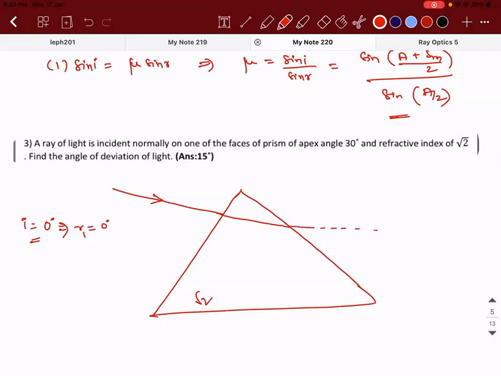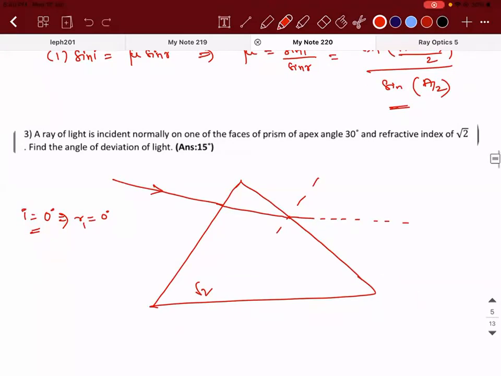So this is the actual path of the ray, but since the ray is traveling from denser to rarer, it will bend away from the normal. So this will be the angle of emergence, and this will be the angle of deviation, because the angle of deviation is the angle between the actual path and the emergent path. So this will be the angle of deviation, correct?